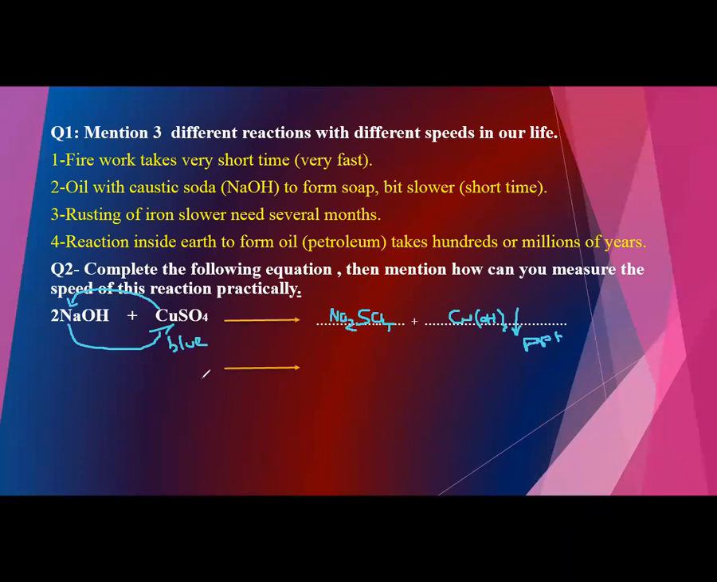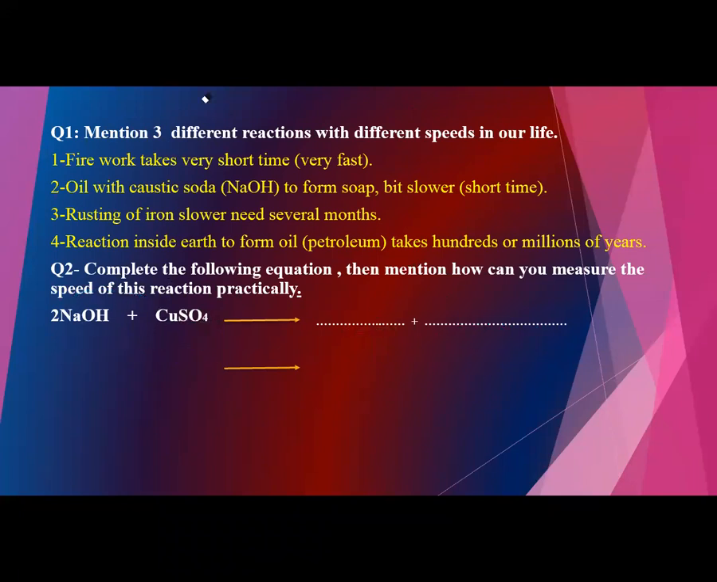Now, how can we measure the speed of reaction practically? We agreed that the speed of reaction must be measured by the disappearing of the blue color solution or the appearing of blue precipitate. That is, the rate of disappearing of the blue color solution, or the rate of appearing of the precipitate. Either this or that.